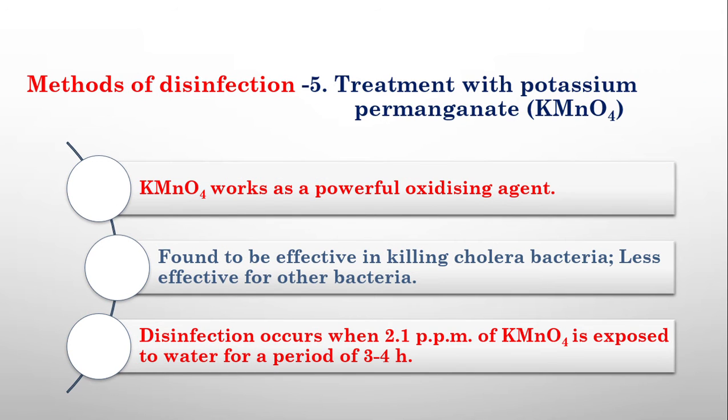Another one is treatment with potassium permanganate. It is also a powerful oxidizing agent. When it has the power of oxidizing, then it can kill the bacteria. It is mainly used for cholera bacteria only. It is very effective for cholera bacteria. Other bacteria, it is not much effective. So when it is applied in a quantity of 2.1 ppm for a period of 3 to 4 hours, it can kill cholera bacteria effectively.